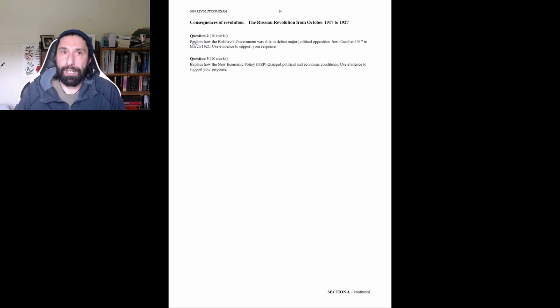Each question should start with a contention and then have 4 points. So for question number 2, you would have a contention about how the Bolshevik government was able to defeat major political opposition during that period, and then 4 points, and for question 3 your response would be a similar structure. You start with the contention and then 4 points.